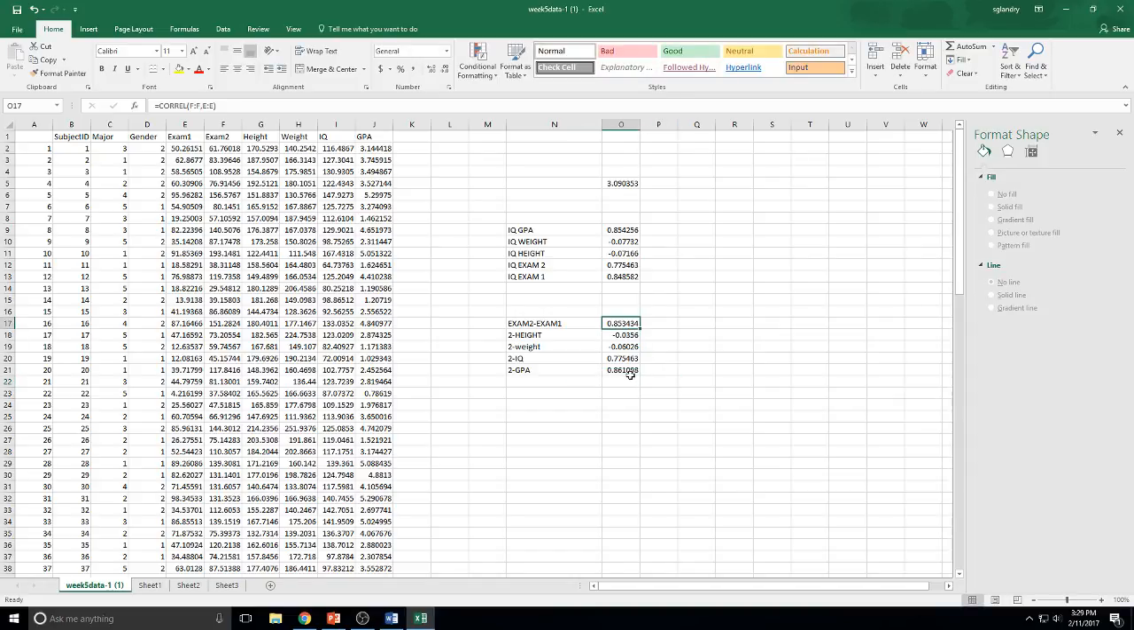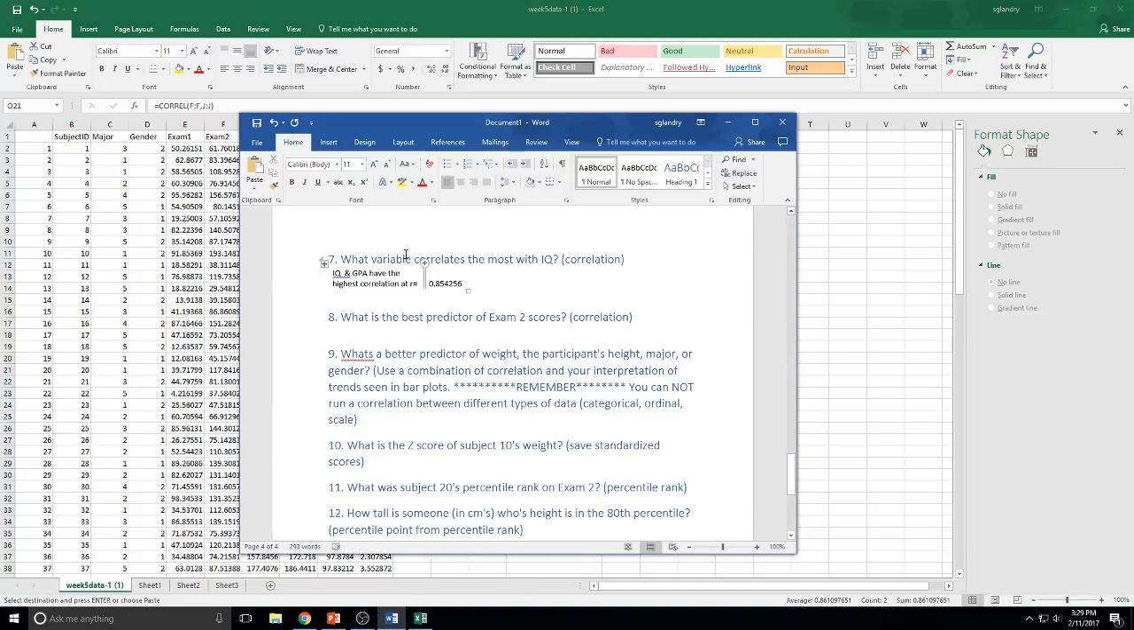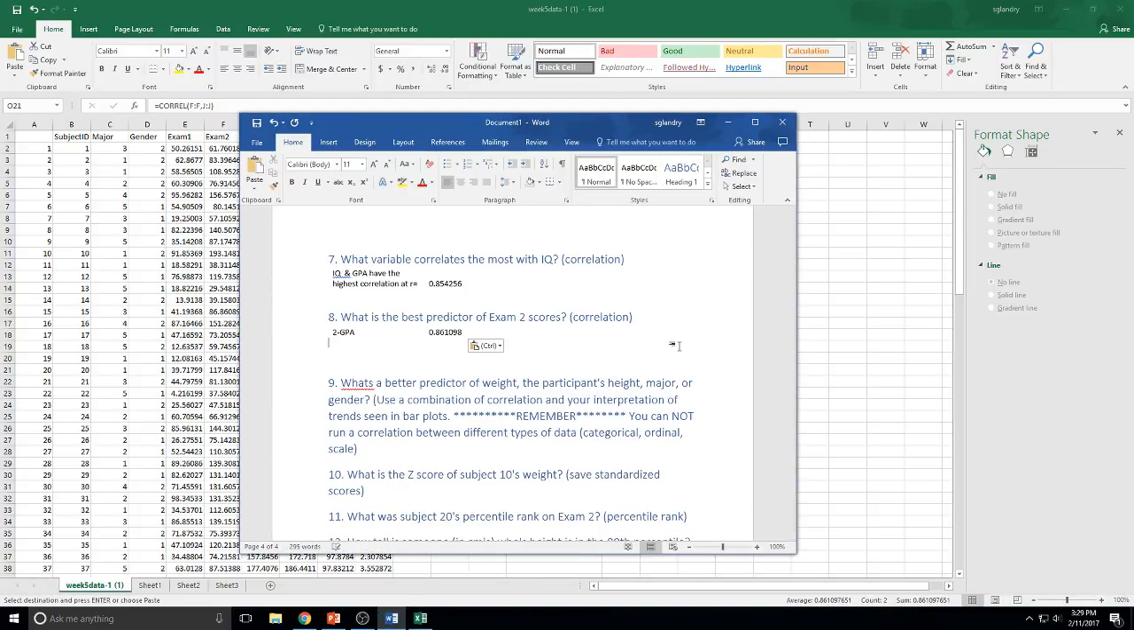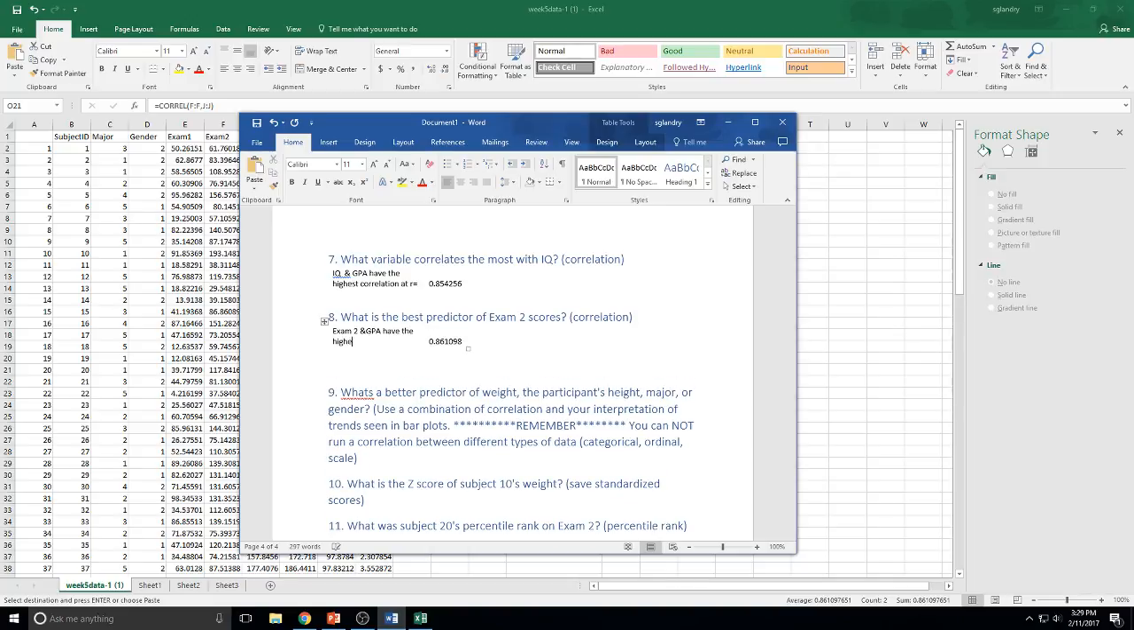Alright, so what's my highest? You would think that exam 1 would be the best predictor of how they score on exam 2, and it is pretty good at 0.85, but GPA just barely squeaks out the win. So what's the best predictor of exam 2 scores? Boom. Exam 2 and GPA have the highest correlation at R equals that.